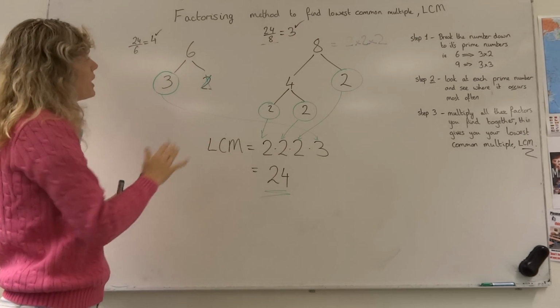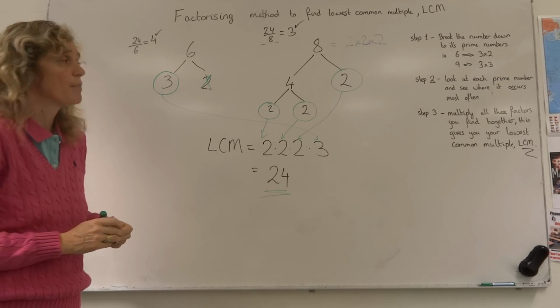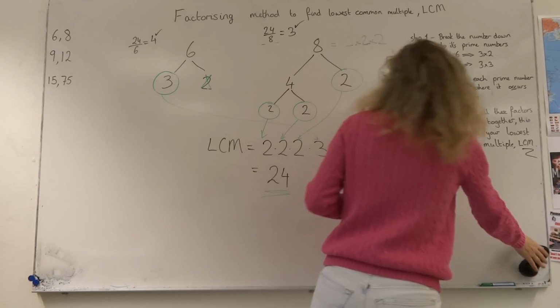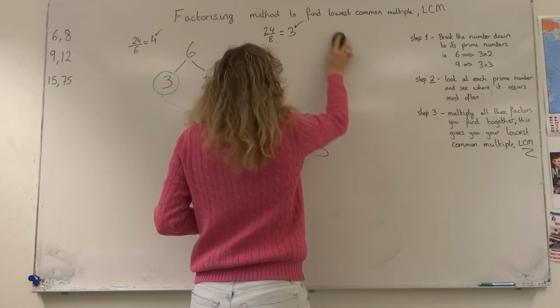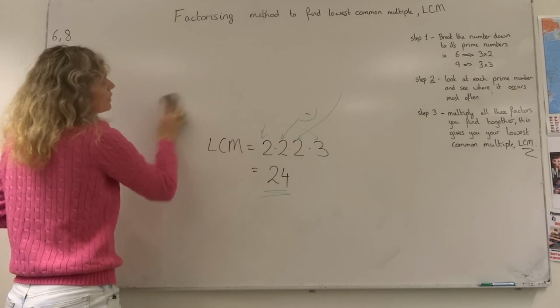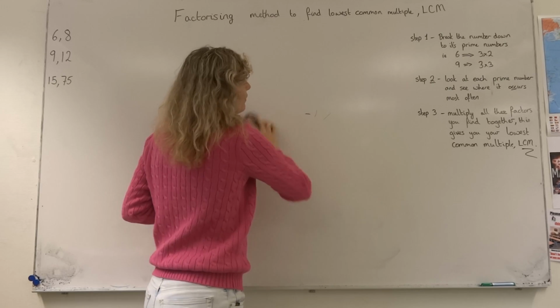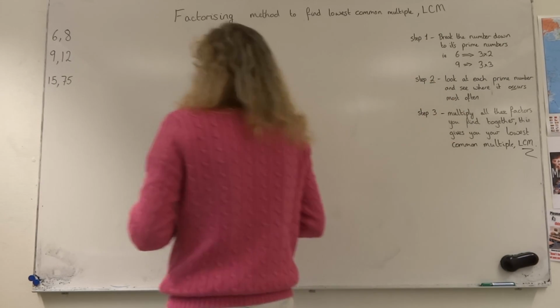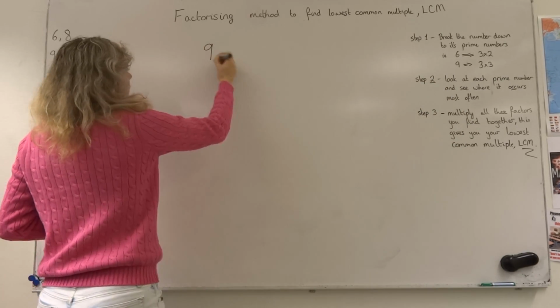And that's how we would find the lowest common multiple of a number. It takes a little bit of getting used to. You do it a few times. Like anything else, when you practice, you get better. So let's have a look at another couple here. There's 9 and 12.